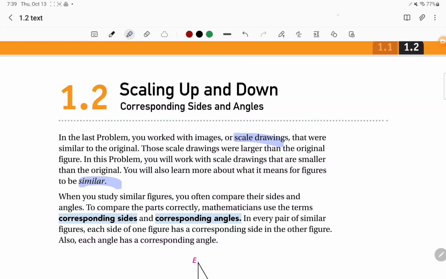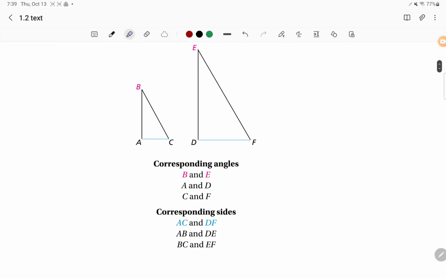Today, in this video, we are going to be looking at corresponding sides and corresponding angles. If you don't already, go ahead and copy this down in your notes exactly as it is, and then we're going to talk about it. Okay, so let's talk about it.